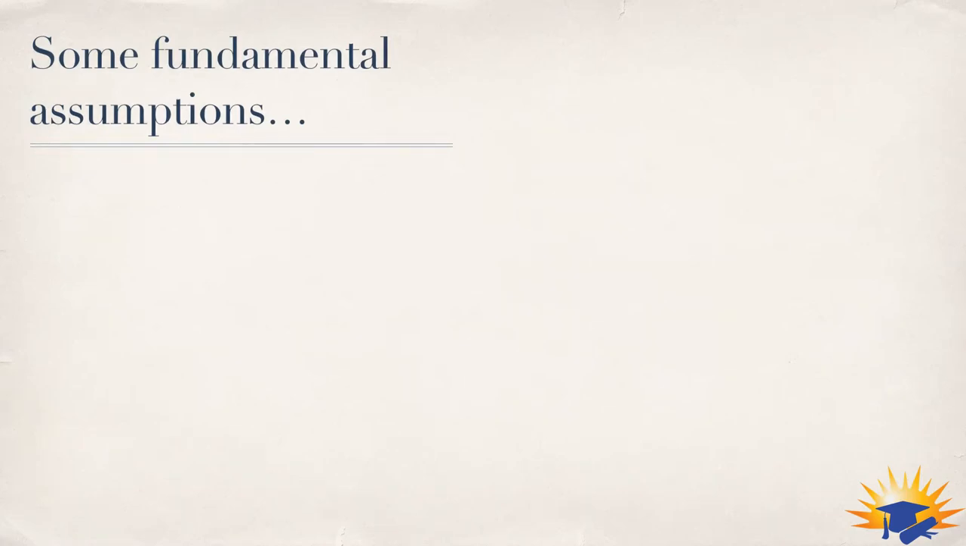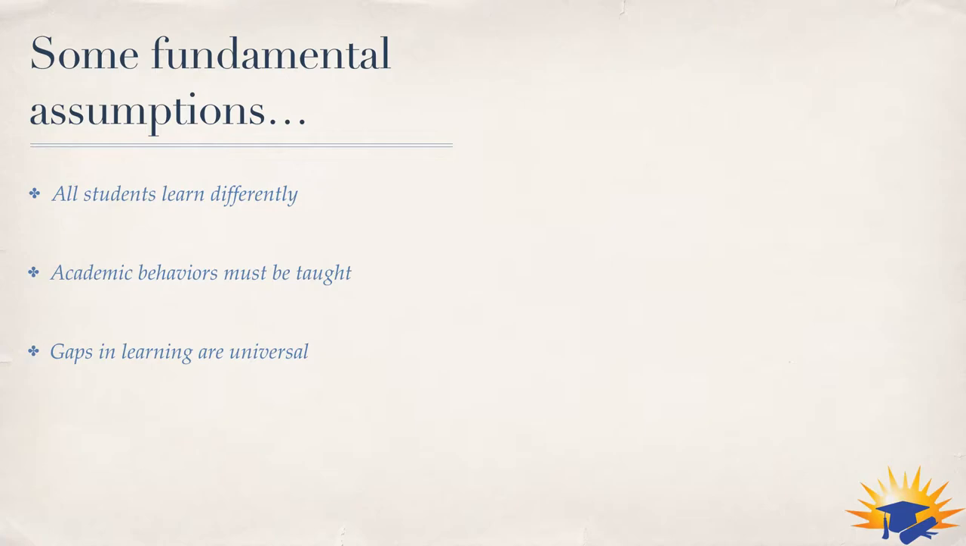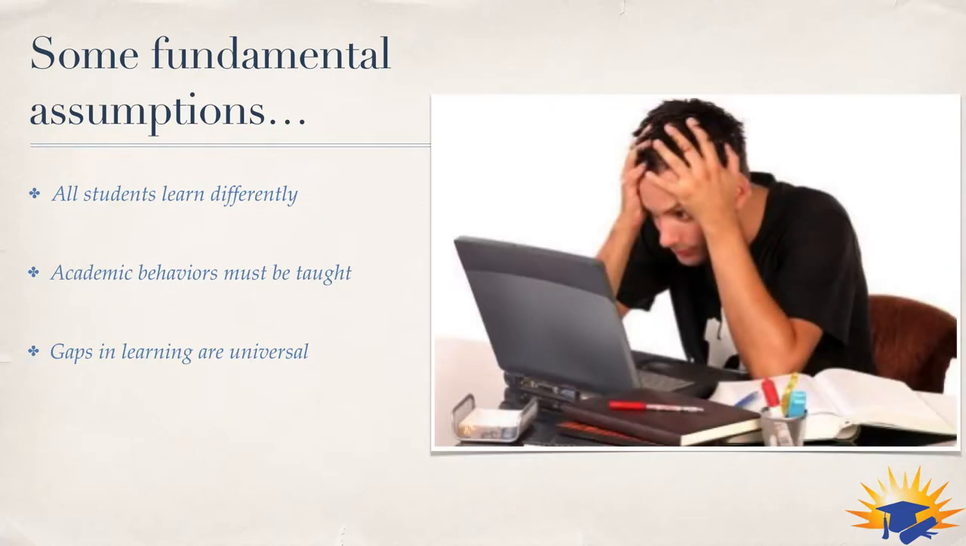The fundamental assumption surrounding the selection of the essential standards is the knowledge that all students don't learn the same way or at the same speed. Some students lack academic behaviors, and some students lack prior skills and knowledge. Gaps in learning didn't occur because of the pandemic. They've always been there. The emergency learning in the spring of 2020 only amplified the need to ensure that the gaps are addressed systematically and with equity.